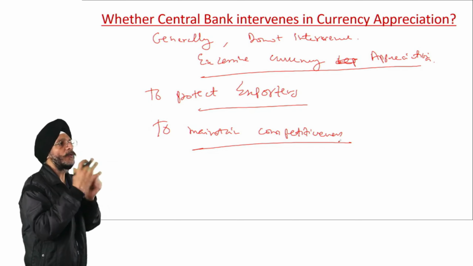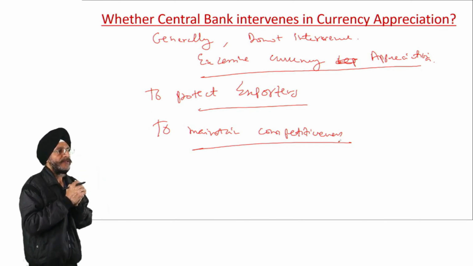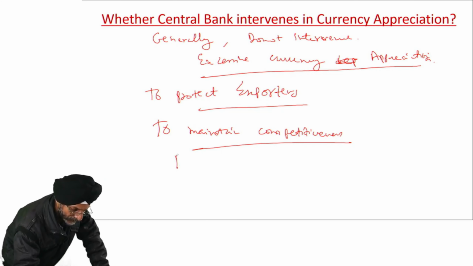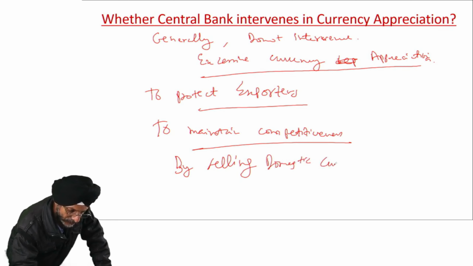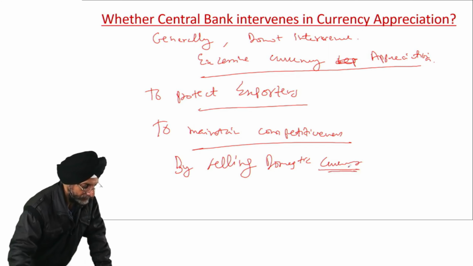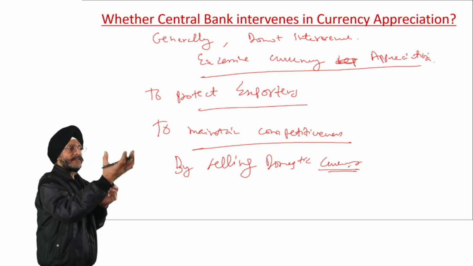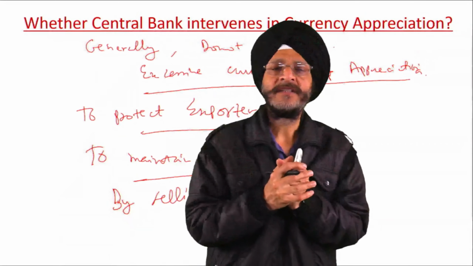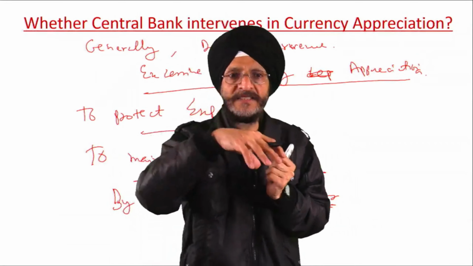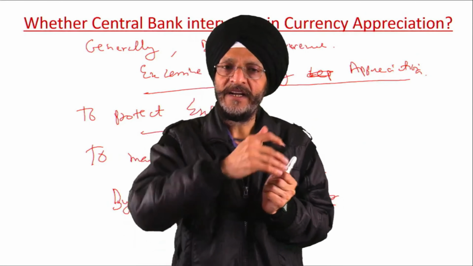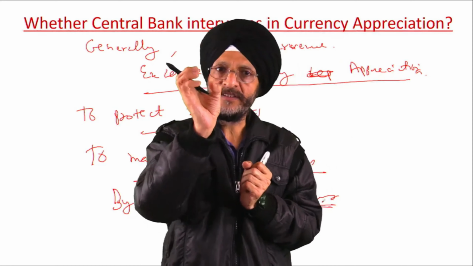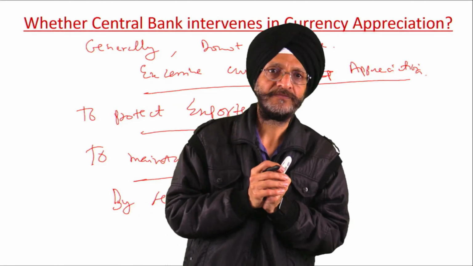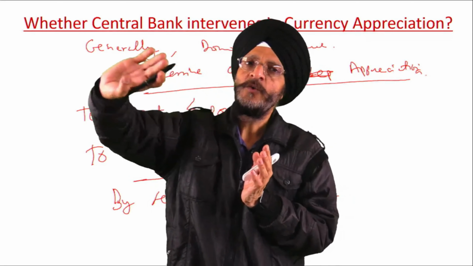Now the question is, how do they intervene? They intervene by selling domestic currency. When the currency has excessively appreciated, the central bank of that country sells the domestic currency, and the supply of domestic currency increases in the market, and so the value of that currency reduces. Excessive appreciation is offset.